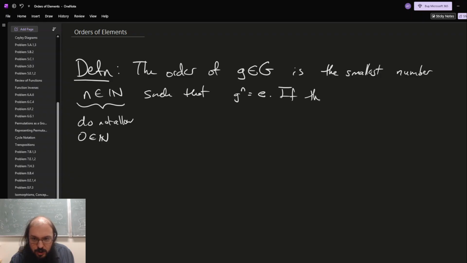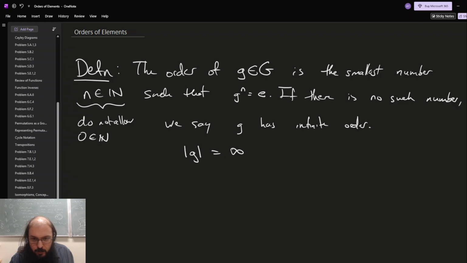If there is no such number, that's a possibility, then we say g has infinite order. And whenever we're talking about order, we've been using absolute value bars. So we could say that the order of little g is infinity.